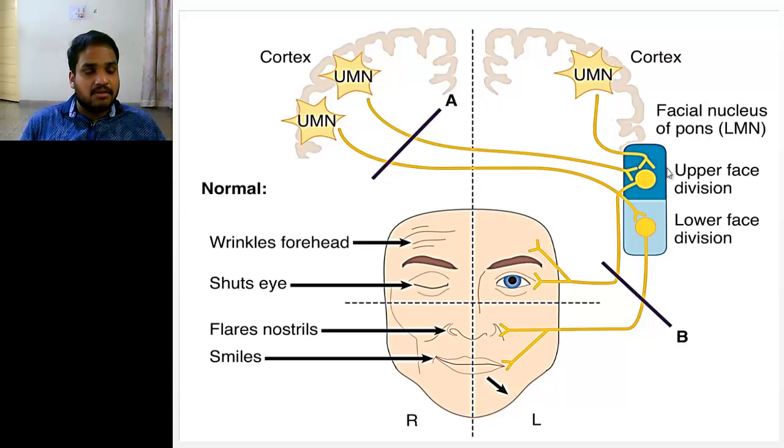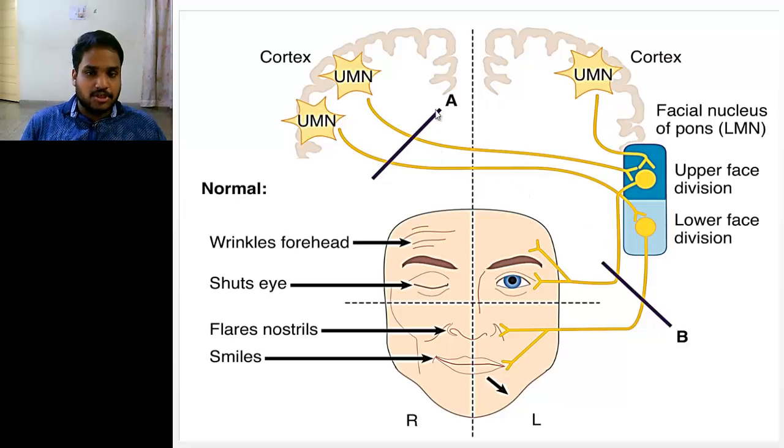It has a bilateral innervation of the upper face, while the lower face has only contralateral innervation, right? In the lower face you can see it comes only from the contralateral side, not from the ipsilateral side. So from the upper part you can see it is receiving bilateral innervation to the facial nucleus, and it comes to supply the upper part of the face, and these are the fibers that are supplying the lower part of the face from the lower face division, right? So the upper part of the face, it is receiving bilateral innervation and hence it is spared in case of an upper motor neuron lesion, right?